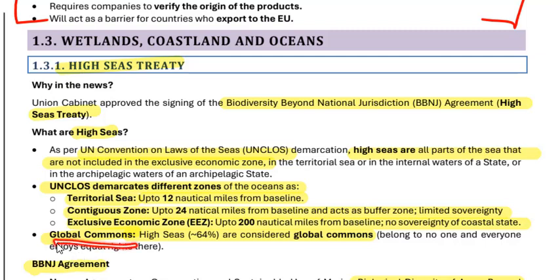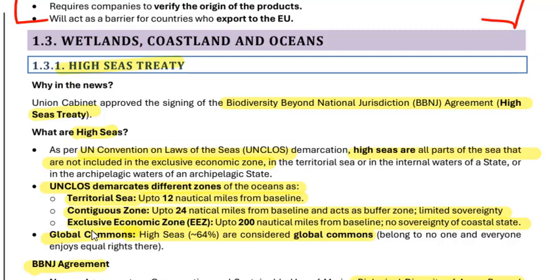What is the global commons here? The global commons is an area shared by all of humanity and not owned by any single country. It simply means that for any country there is no national jurisdiction there. It requires international cooperation for the management and preservation of that area.